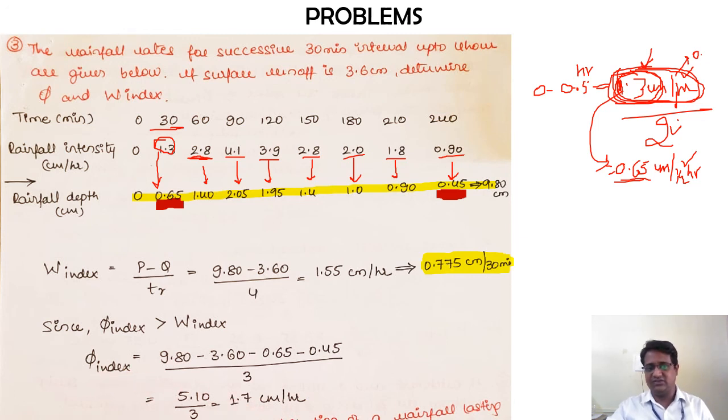So here also you can compare the values. 1.7 centimeters per hour is the phi index, and 1.55 centimeters per hour is the W index. Here also phi index is greater than W index, which is always going to be the case. So this is the third iteration, the variation with which they can ask you problems on these particular indices. This is how you need to go ahead and solve these sections.